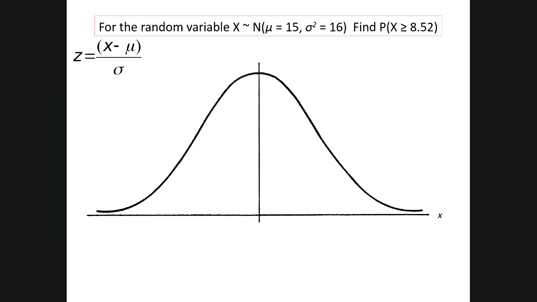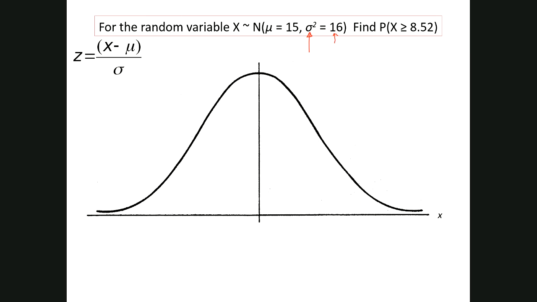And in this case, we're given our mean and standard deviation. Actually, we're not given standard deviation. In this case, we're given the variance. Notice that in this case, instead of the standard deviation, we're given the variance, or sigma squared. And so sigma squared is 16. And we find the probability that x is greater than 8.52.